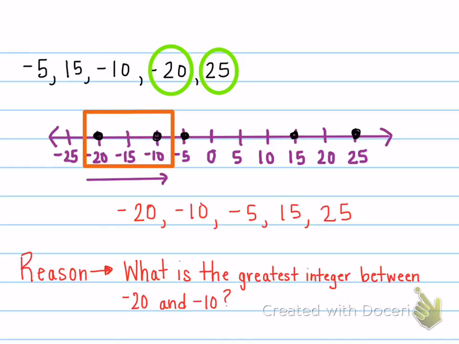So if -10 is the biggest number that we're looking at, what is the greatest number up to -10? So that would be the number that's going to show up directly next to -10 on the number line. It can't be greater than -10, so it can't be to the right of it. So it has to be the number that's going to show up just to the left of -10, which we will find to be -11. So that would be the greatest integer between -20 and -10.